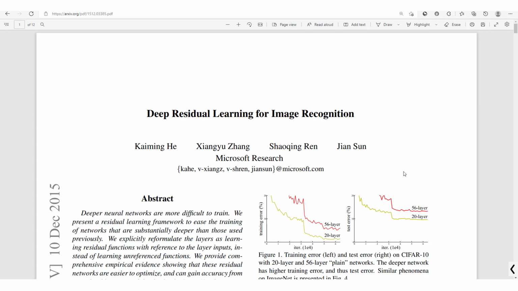Hello everyone, and welcome to this new and exciting session in which we are going to discuss the ResNet model. This model was first introduced in the paper entitled Deep Residual Learning for Image Recognition by Kaiming He et al. And up to date, about 7 years later, this model is still greatly used.